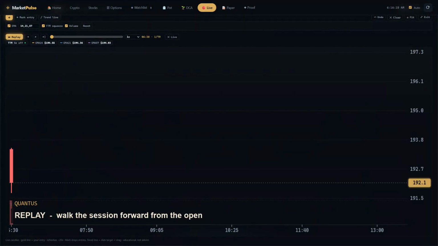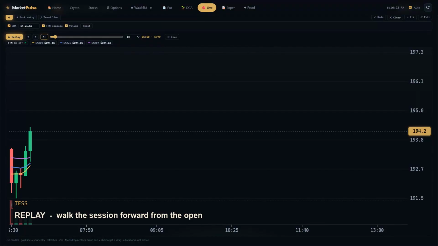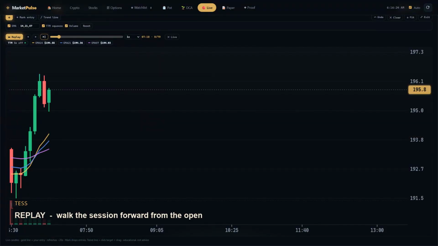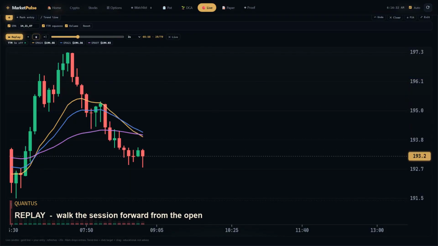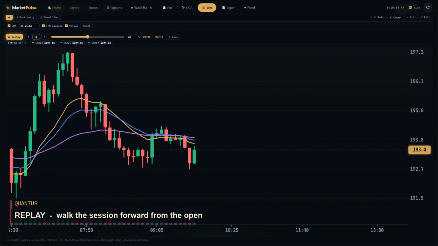Press replay and the chart snaps back to the opening bell. One candle far left. The rest of the session is empty. Then you walk it forward, one bar at a time, arrow key or the step buttons. The day rebuilds itself left to right exactly the way it happened. No spoilers, you only ever know what the market knew at that bar.